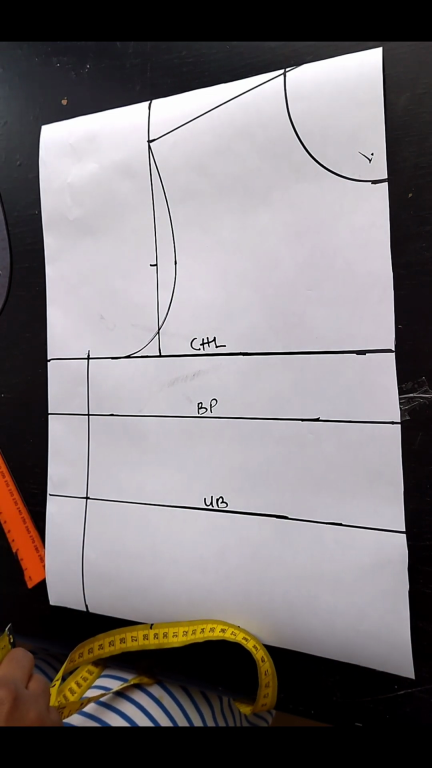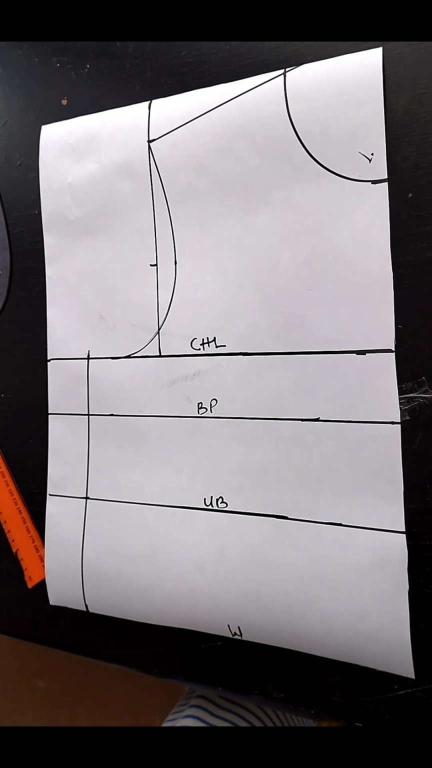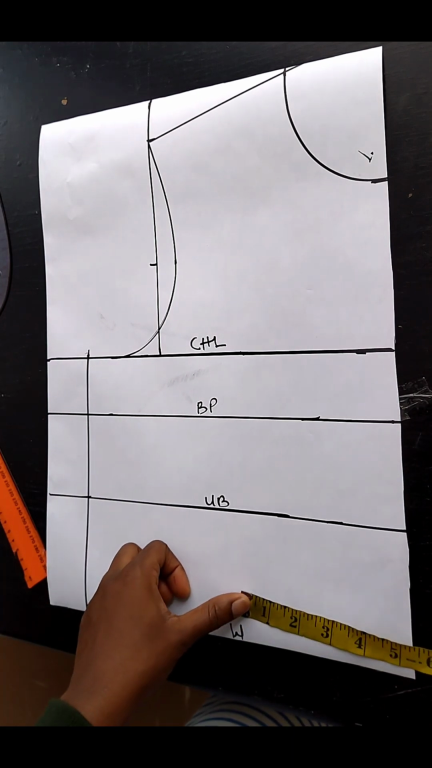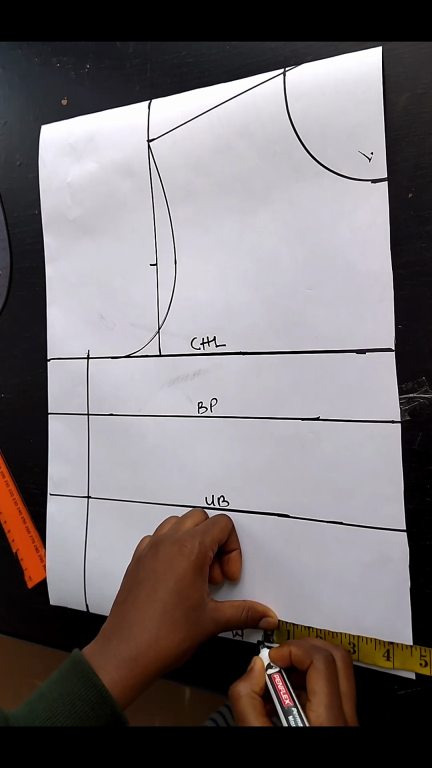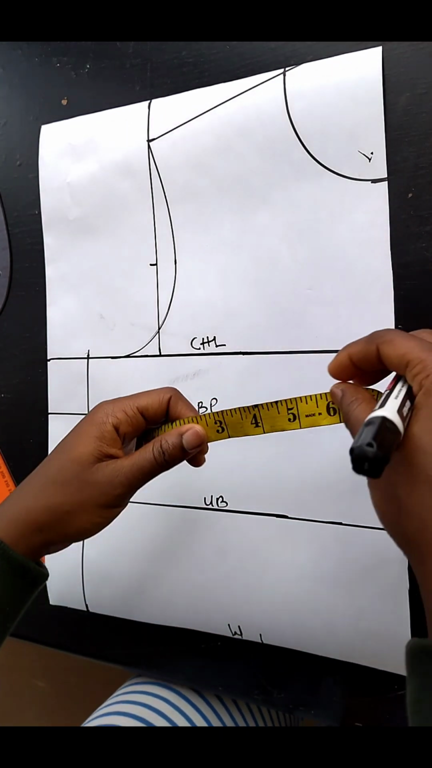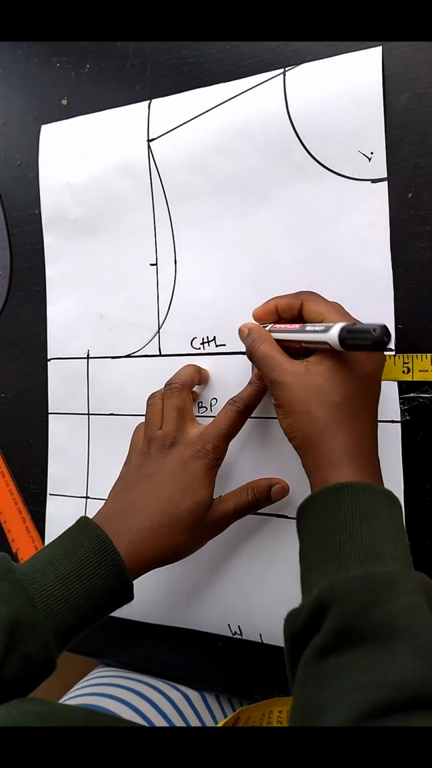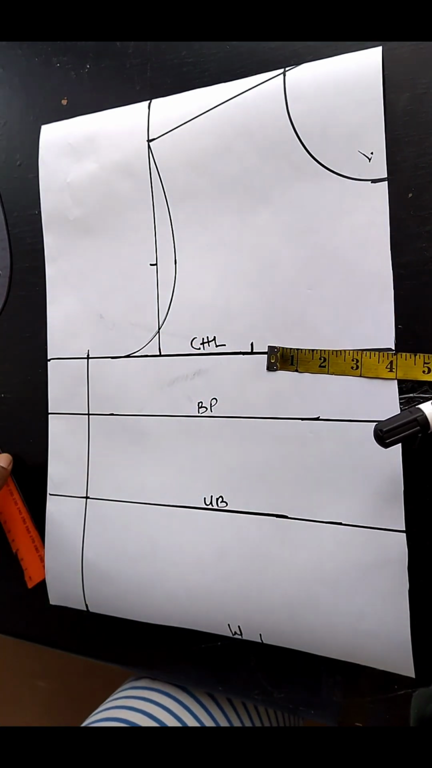The next thing is to go in with the nipple to nipple measurement. The nipple to nipple measurement I'm working with is 9. 9 divided by 2 is 4.5 inches. So I'll go in with the 4.5 inches now. I'll mark it on the waistline and also on the chest line. Then I'll connect with a ruler.